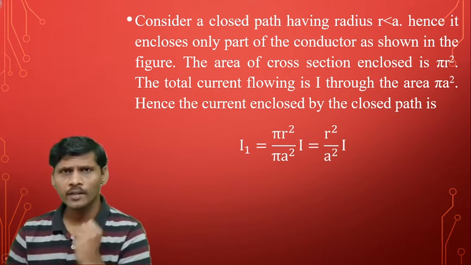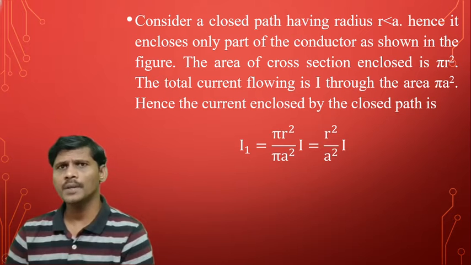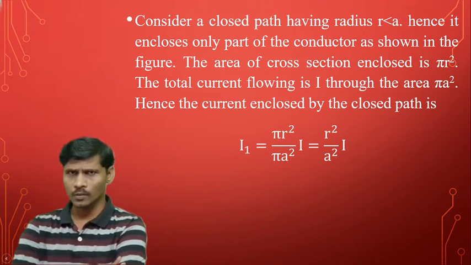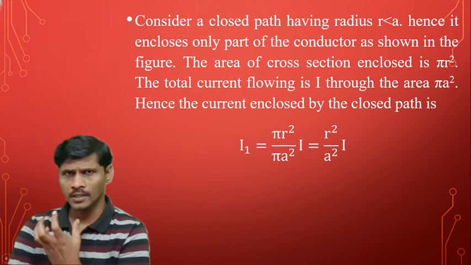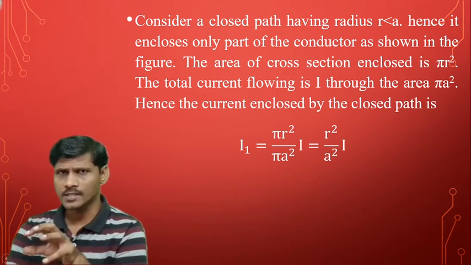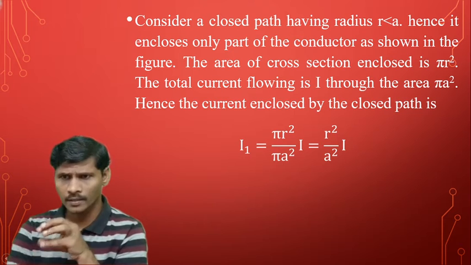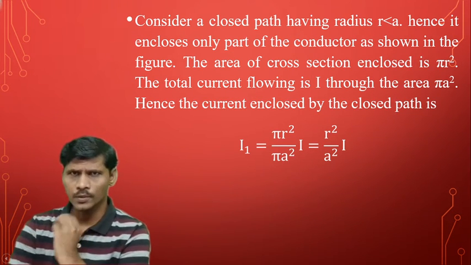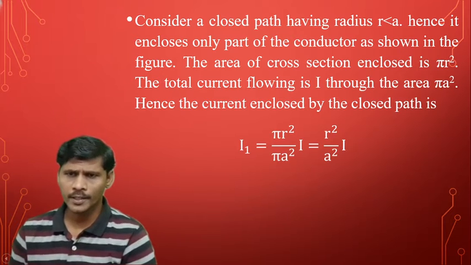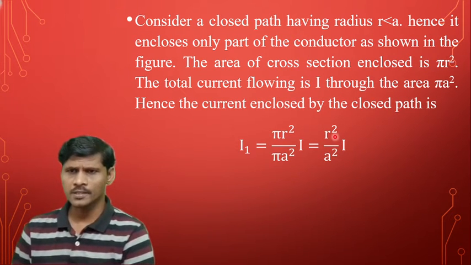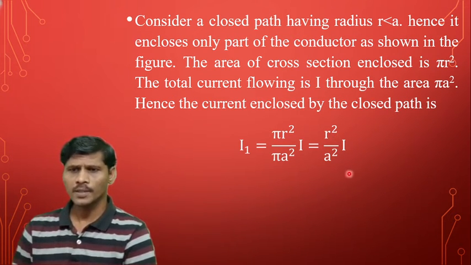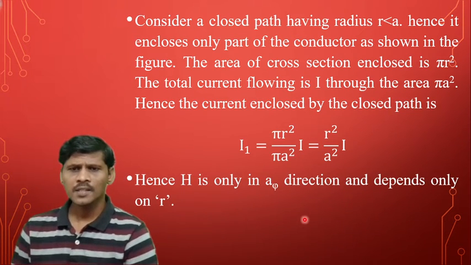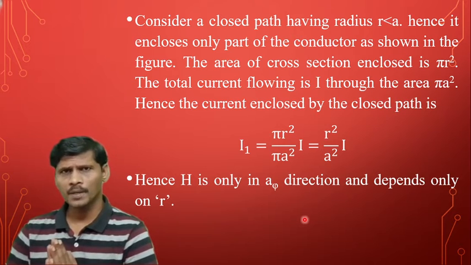So now here the enclosed current. According to Ampere's Circuital Law, the closed line integral of H bar dot dl bar is equal to I enclosed. Now here in this case the enclosed current is considered as I1. So therefore the enclosed current I1 is equal to pi r square by pi a square into I. The numerator and denominator pi is cancelled, that is equal to r square by a square into I. Hence, H bar is only in the a phi direction.